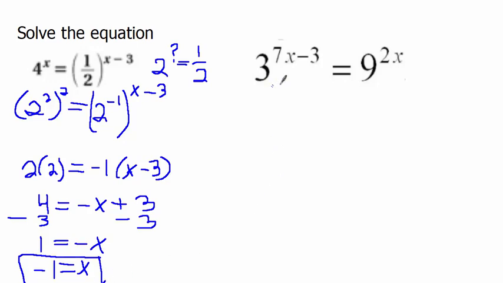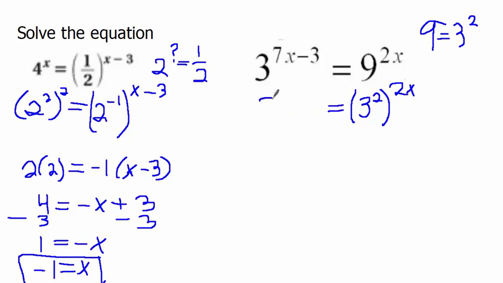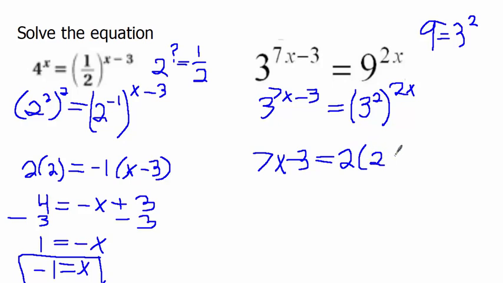Okay, 3 and 9, how are they related? 9 is 3 squared. So when I originally write it, I'm going to have 3 squared inside parentheses, but then when I take the exponent, I'm going to swap the parentheses onto the other part, because if it does have a plus or a minus, I do need to distribute correctly. So this becomes 2 times 2x, so that's going to be 4x.